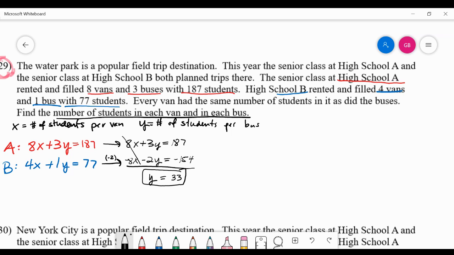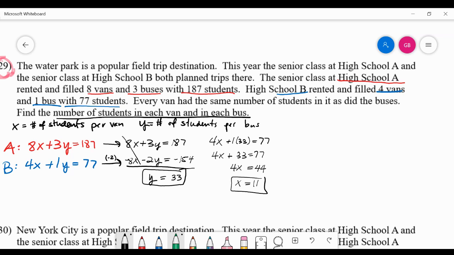Now to find x, I'm going to plug it in. It looks like it's easier to plug it into the second equation. So 4x plus 1 times 33 is equal to 77. So 4x plus 33 is equal to 77. Subtract 33 on both sides. So 4x is equal to 44. And then divide both sides by 4. x is equal to 11.